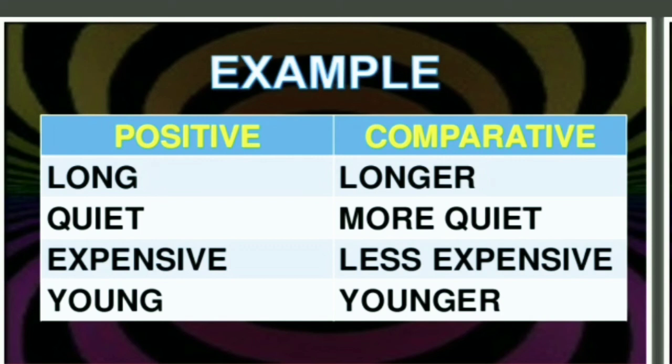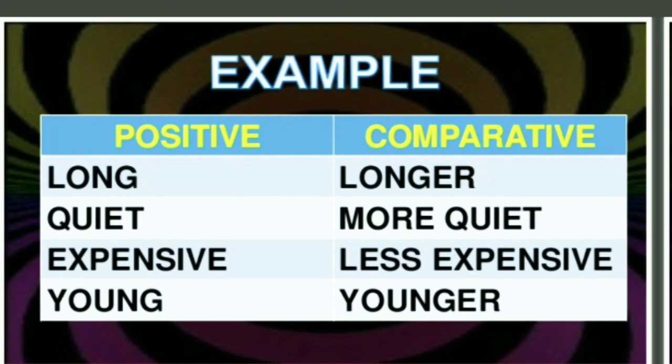But if I see expensive over here, ex, pen, sive, you have to divide where the vowel is. So expensive is three syllables: ex is one syllable, pen is one syllable, and sive is another syllable. So I use more or less. It will be more expensive or less expensive. Okay, are you understanding? So let us go further.